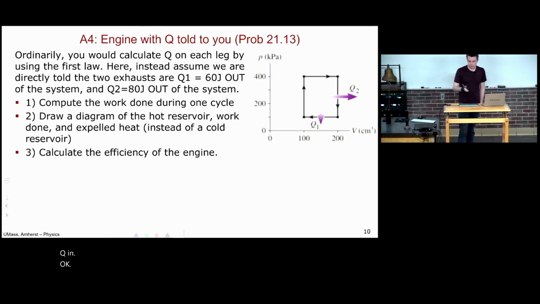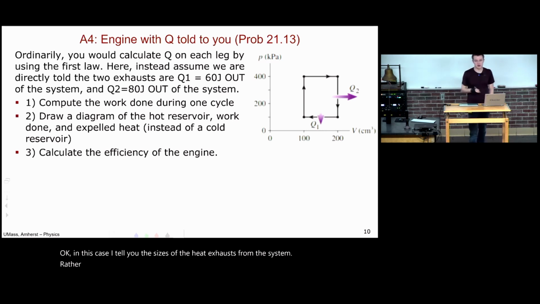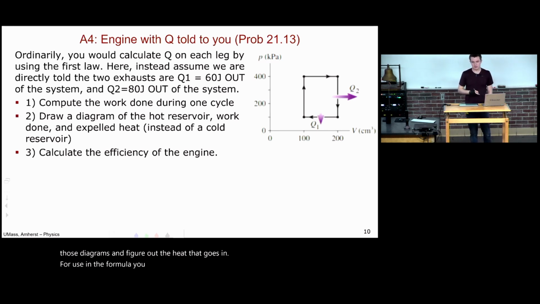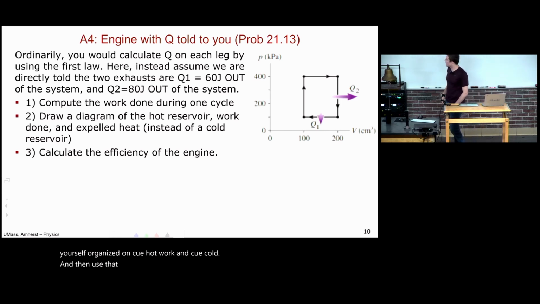First, I want you to practice on a similar example. In this case, I tell you the sizes of the heat exhausts from the system rather than the amount of heat in. So you're going to have to draw one of those diagrams and figure out the heat that goes in for use in the formula. You don't know Q hot. Take a crack at this problem. Draw that diagram to keep yourself organized on Q hot, work, and Q cold, and then use the process that the area inside of the cycle is the work.